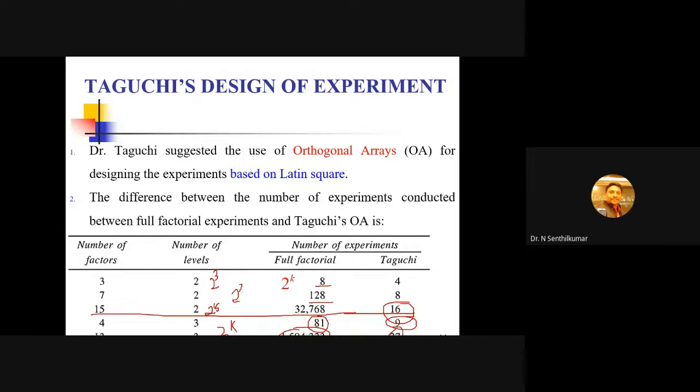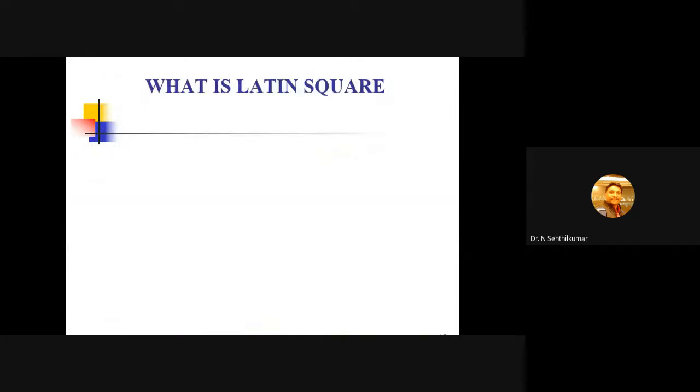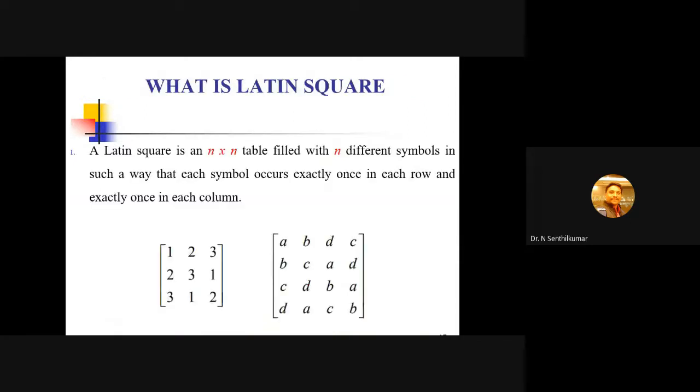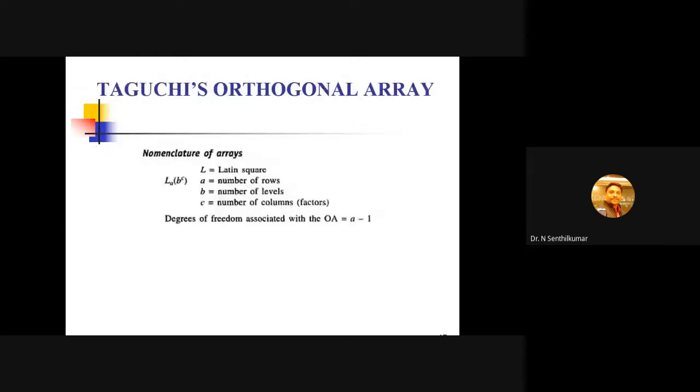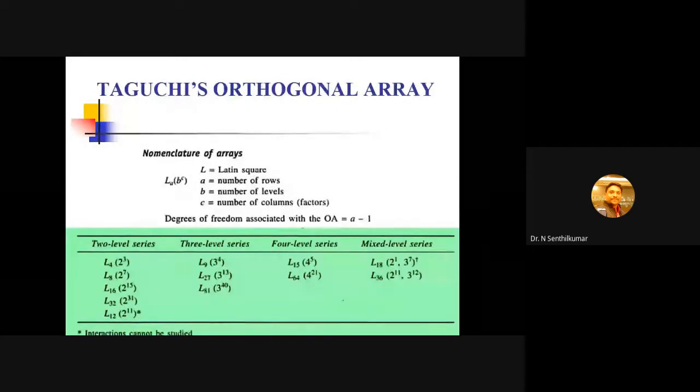In these 27 experiments, the quality is inbuilt, and also how much improvement can be achieved can be quantified. So that is the advantage of going with Taguchi's design. So this lattice square and all we can see later on, right?